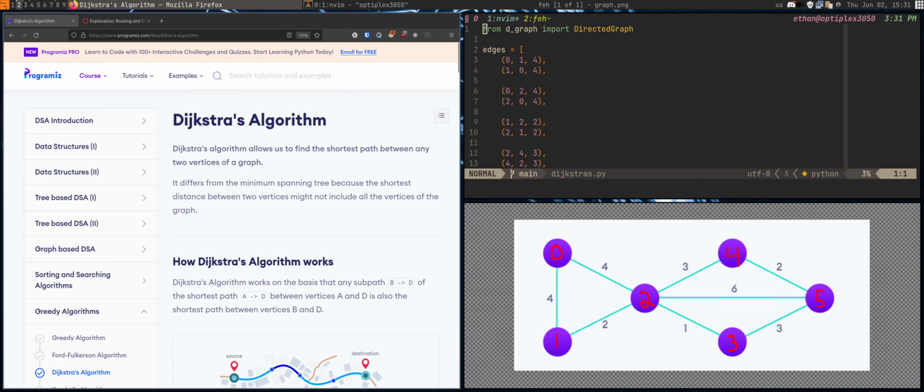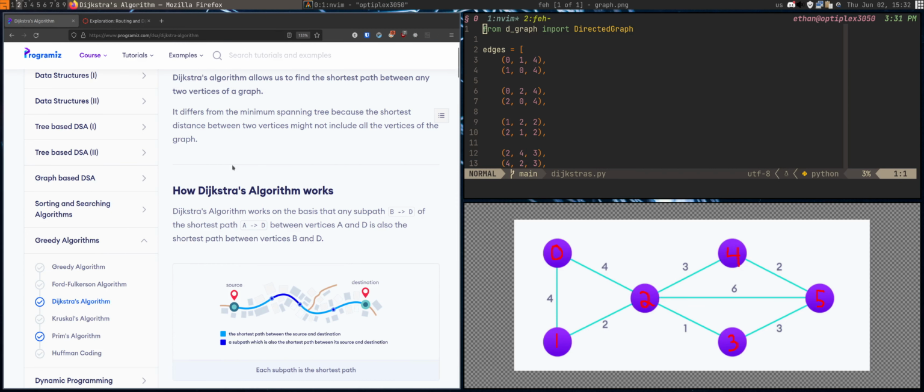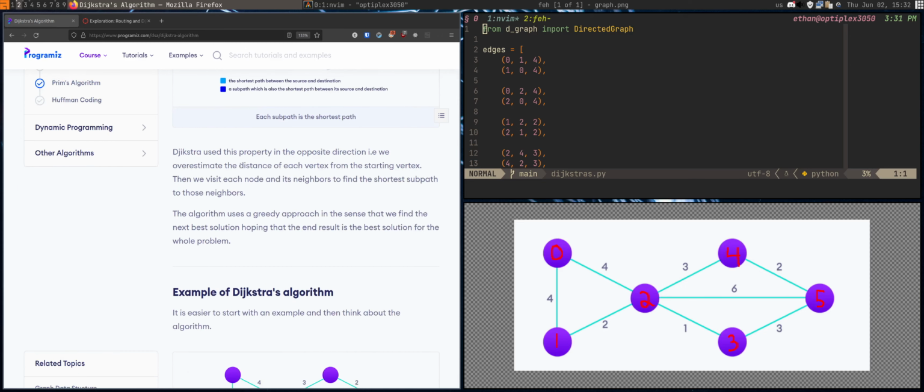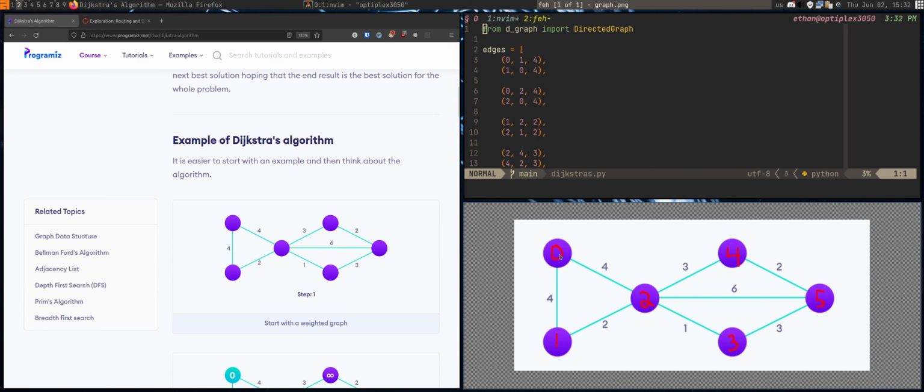So Dijkstra's algorithm allows us to find the shortest path between any two vertices in a graph. We can represent a computer network as an undirected weighted graph where the nodes are routers, for instance, and the weights are the cost to send a packet from router to router. In our example, we're going to be sending a packet from this source vertex to this destination vertex 5, so from 0 to 5. We're going to be looking here visually at Dijkstra's algorithm.